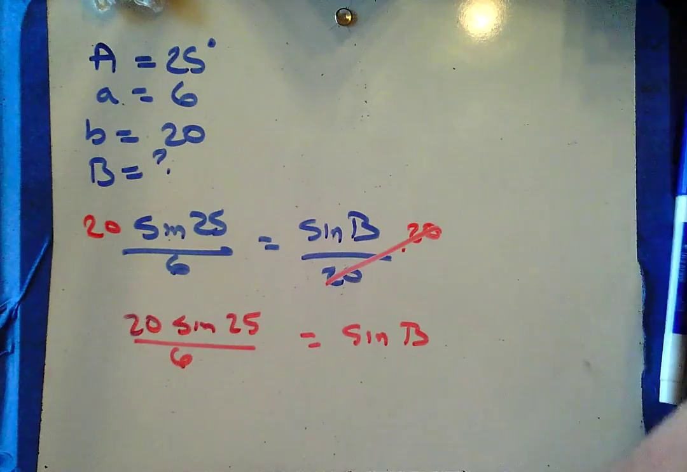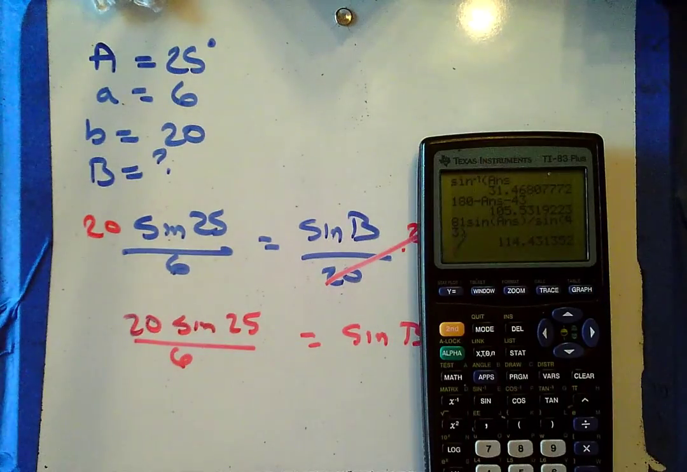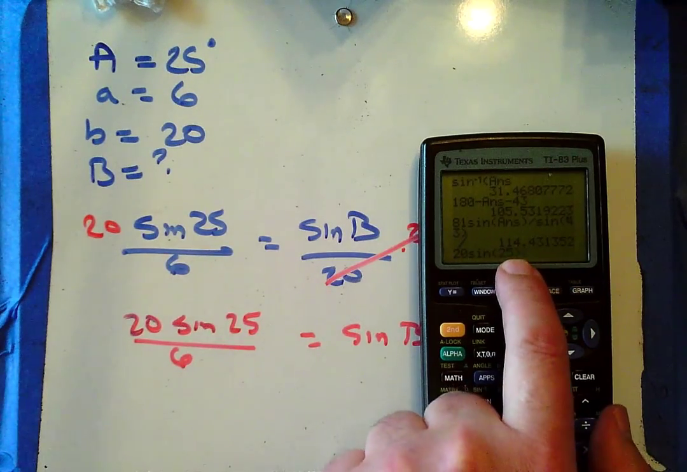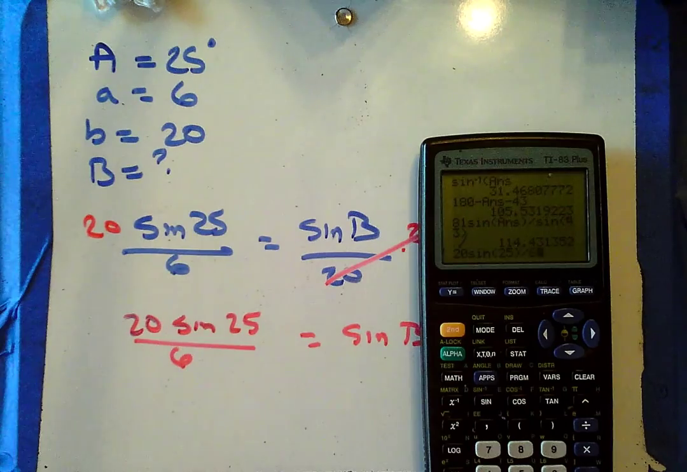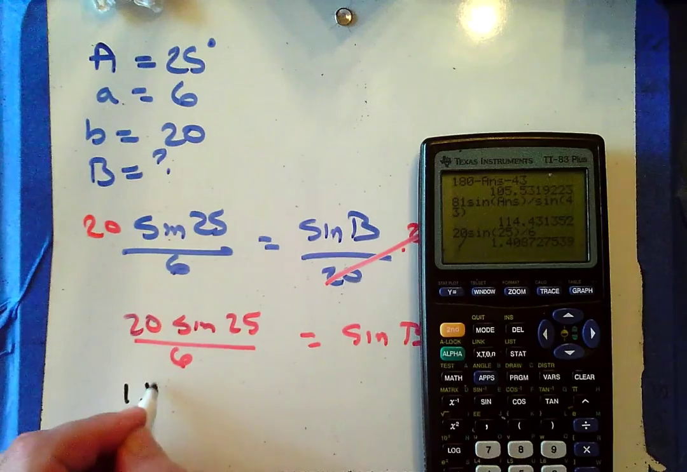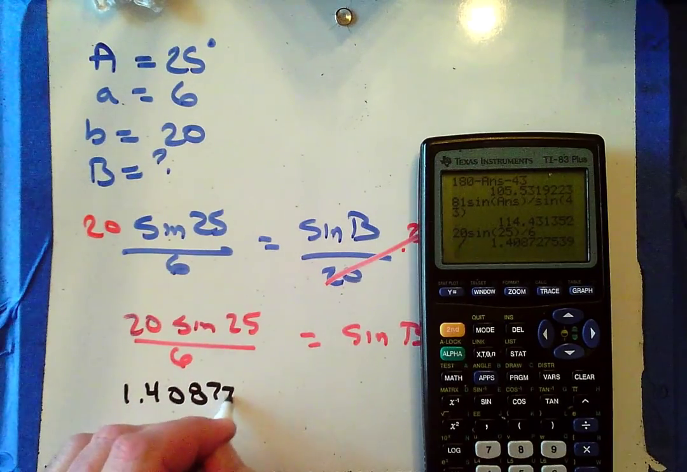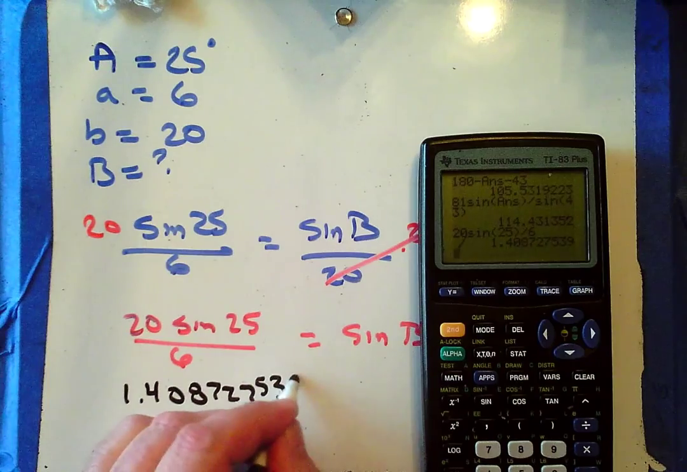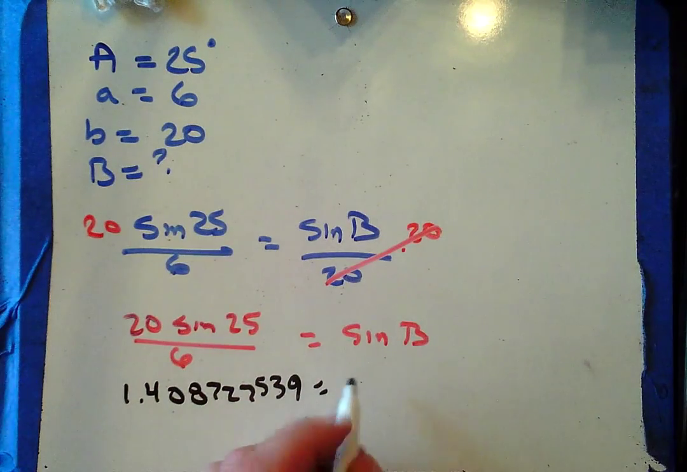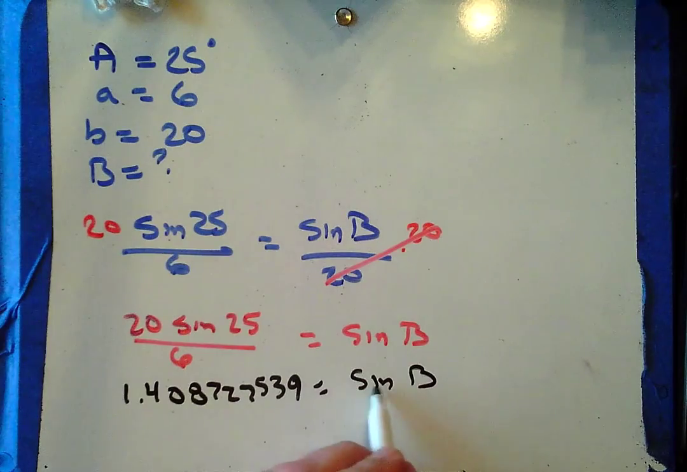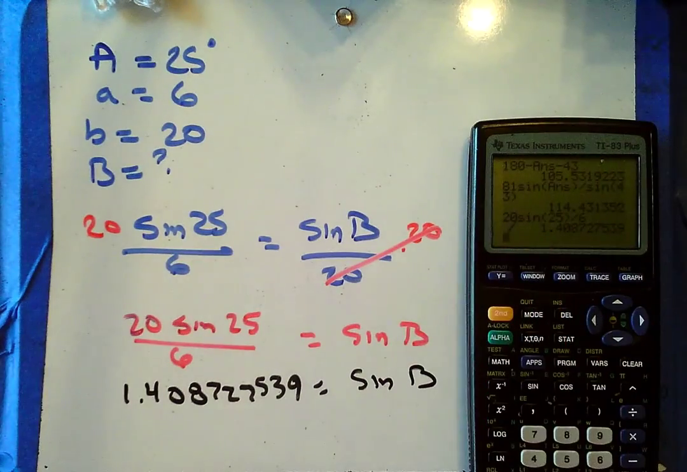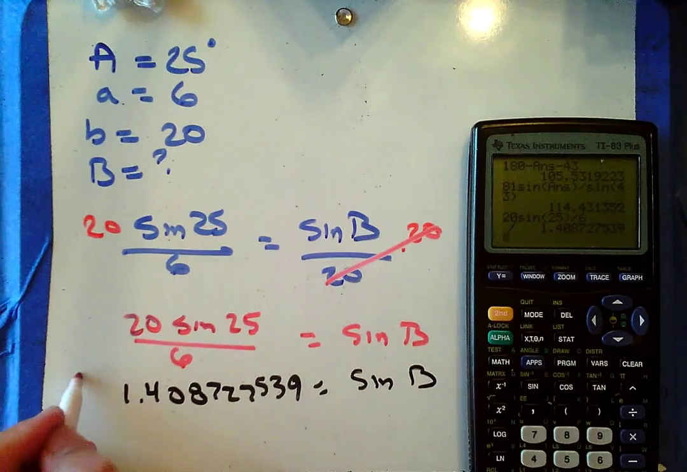Well, let's ask our calculator what that is. Oops. 20 sine 25, close parentheses. It's really important to close that parentheses before you divide by 6. Okay, and I get 1.408727539. Does anyone recognize anything interesting about that number? We say the sine of this angle is 1.409. Well, if you don't, let's pull out our calculator and let's actually try the inverse sine.